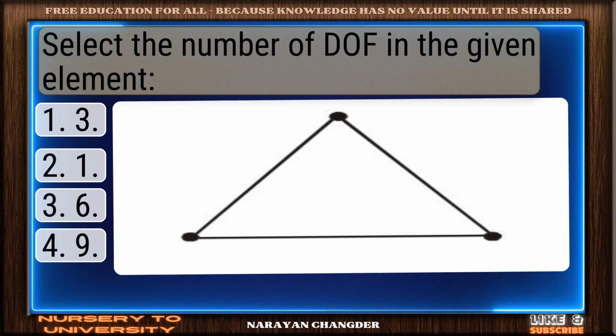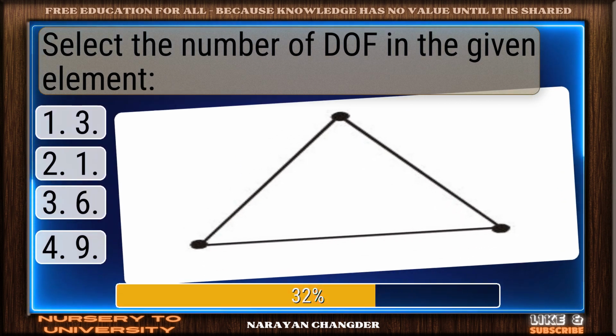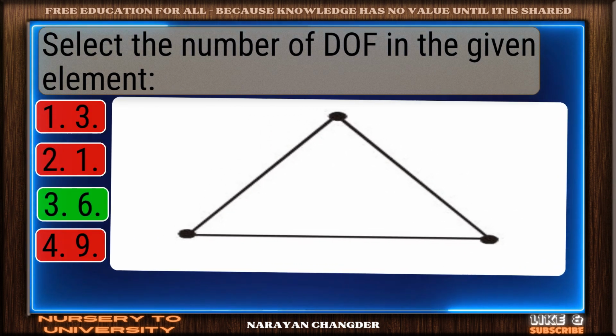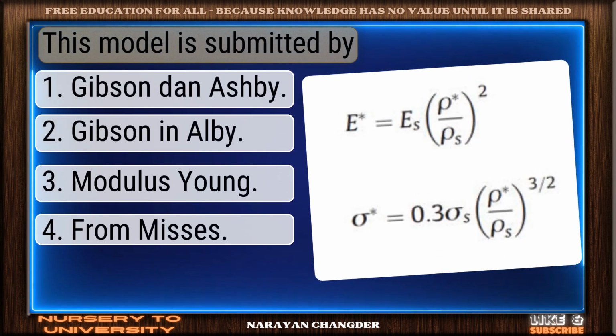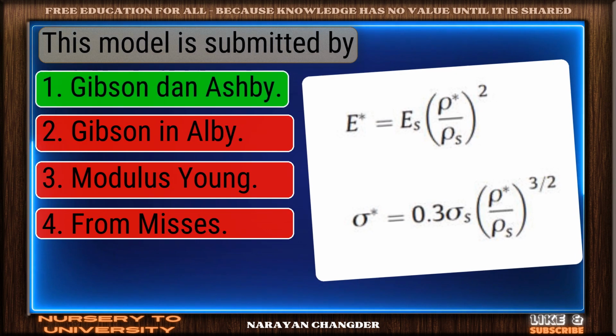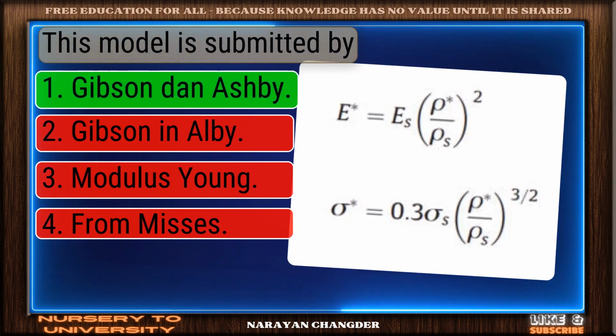Select the number of DOF in the given element. Good job. Your answer 6 works well here. This model is submitted by. Great job. Gibson-Ashby is the accurate answer.